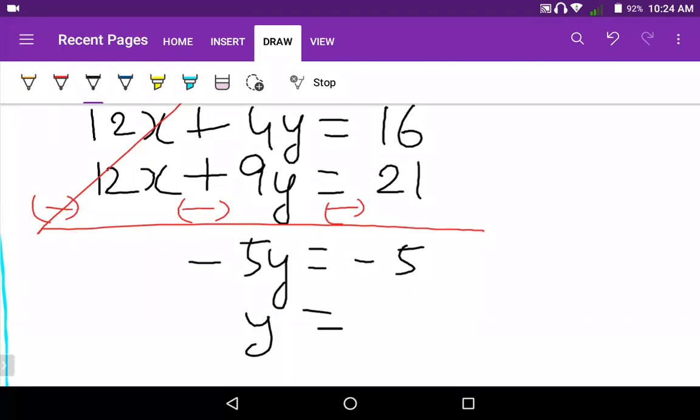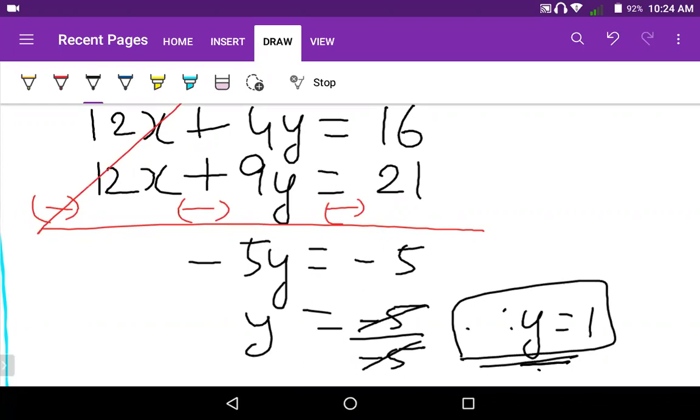So y is equal to minus 5 by minus 5. Therefore, y is equal to 1. Everybody got y is equal to 1? It is not minus 1. Because you have minus and minus, you can cancel both the minus also, Bindu. So y will become plus 1.